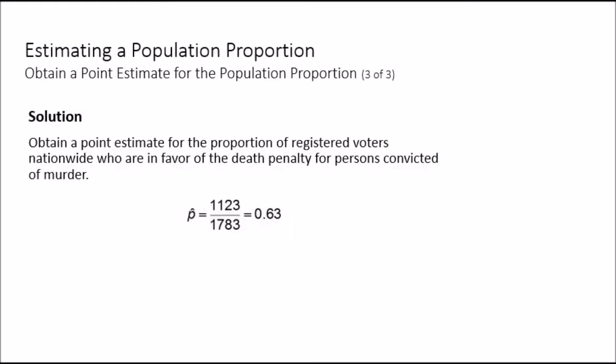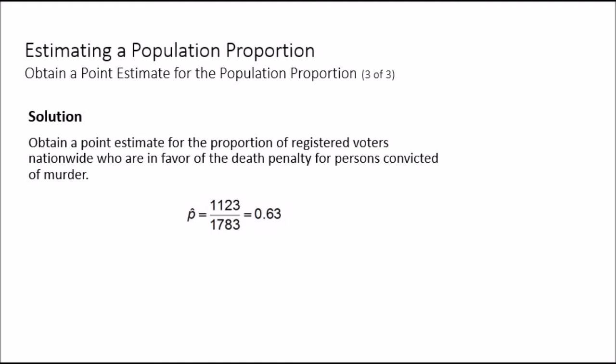So we're going to say a good estimation for the population proportion is the sample proportion, and that is equal to p hat. P hat is basically how many people are in favor of the death penalty out of the sample that you chose, which is 1,123, divided by the sample size that we chose, which is 1,783. In this case, p hat, the sample proportion, is going to be 0.63 or 63%.